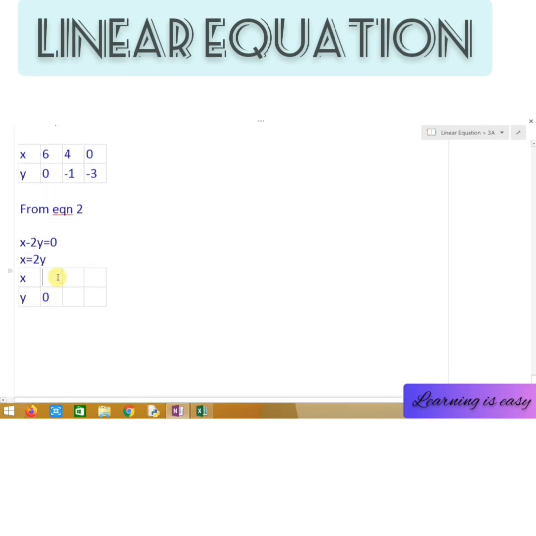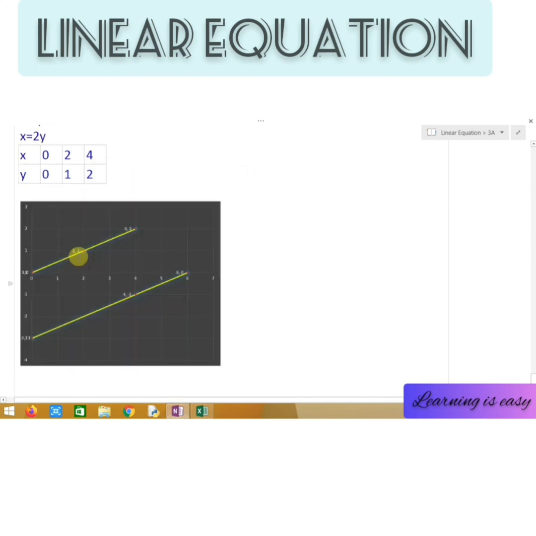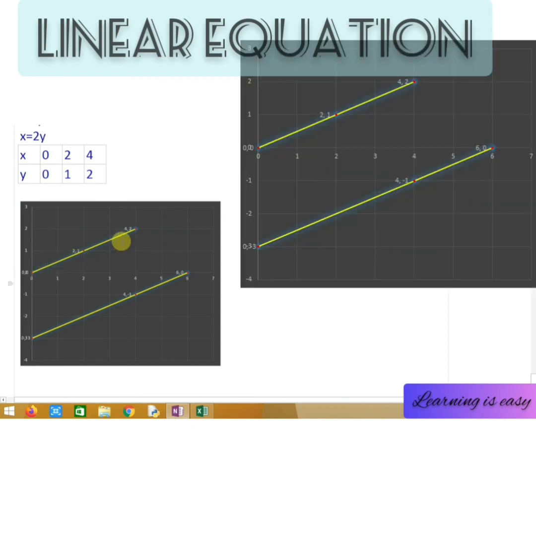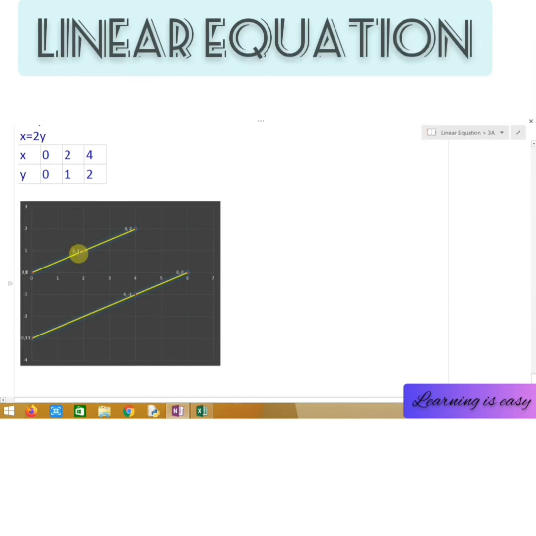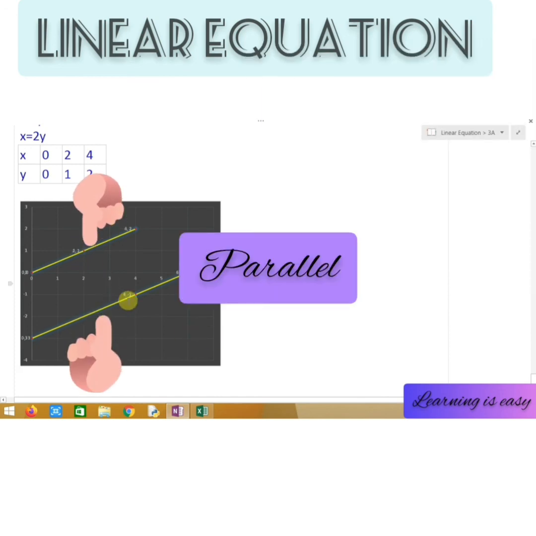By assigning different values for y, we get the respective values of x. When y is 0, x is also 0. When y is 1, x is 2 times 1, so 2. When y is 2, x is going to be 4. We can plot the graph and see, is it inconsistent? Yes, they're not making any solution. They're not intersecting. Both the lines are parallel to each other.